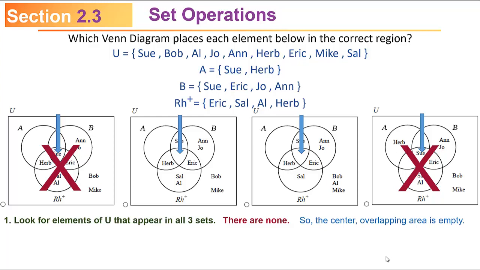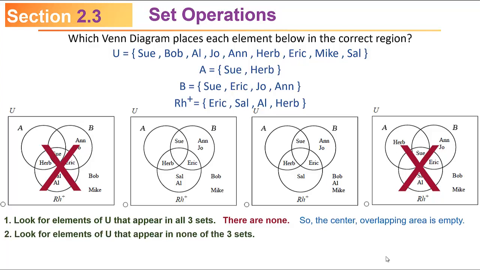Then I would jump to the other end. There are other strategies, but I would start looking for elements that appear in all three, and then I would jump to the absolute opposite side and look for the elements that appear in none of the three sets. So if you look in the universal set, you've got Sue, Bob, Al, Joe, Ann, Herb, Eric, Mike, and Sal. If you scan sets A, B, and Rh positive, you will see that Bob is not in any of those three sets, and neither is Mike. But everyone else is. You can take some time and look at that and be sure.